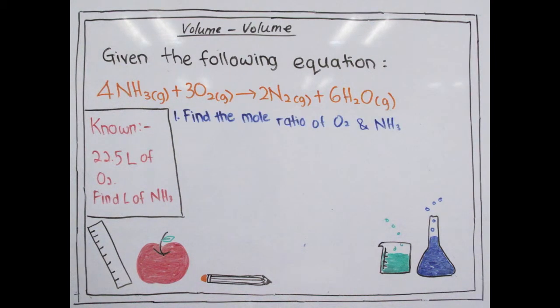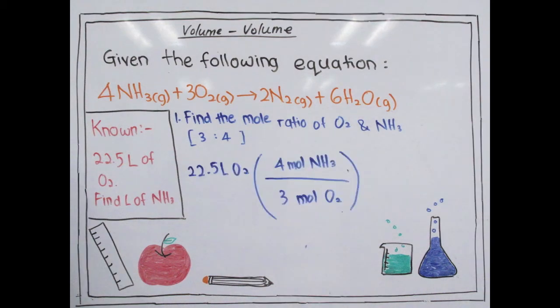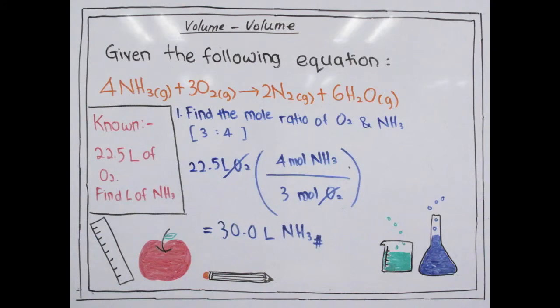As usual, firstly we have to identify the mole ratio of oxygen and ammonia, which is 3:4. And proceeding to our next step, the calculation bit. So 22.5 liters of oxygen times 4 moles of NH3 over 3 moles of oxygen gives us 30 liters of NH3.